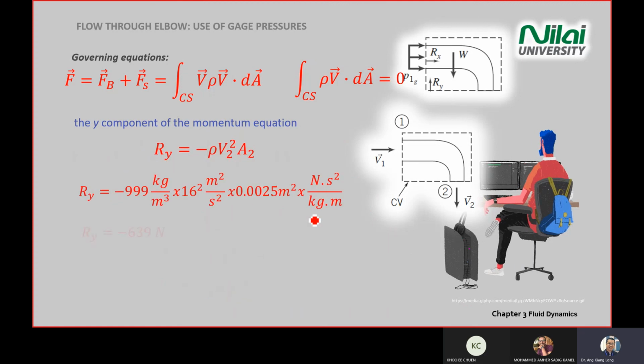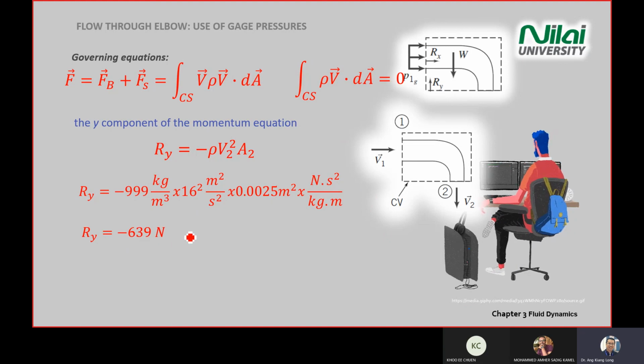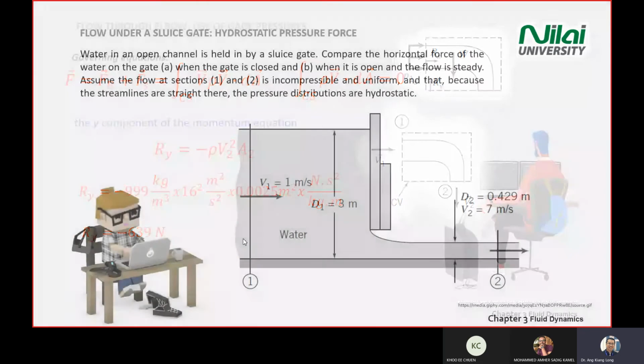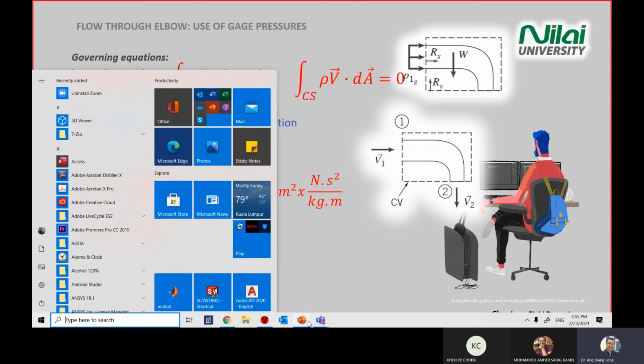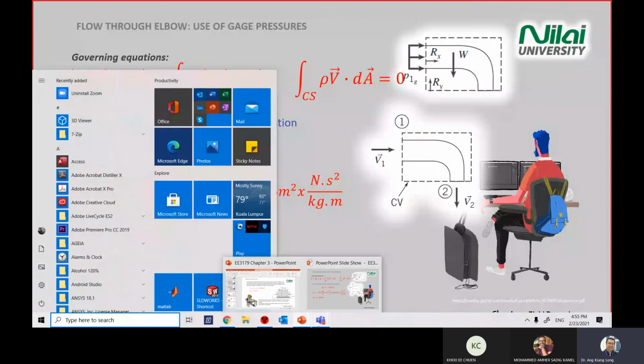The next is just substitution of all the parameters. Then you get Ry equal to negative 639 Newton. So with this, you have your Ry and Rx already. You can find the total reaction force if the question asks you, and you can find the reaction angle also if the question asks. So with this, we finish the tutorial discussion. Let me stop the recording.